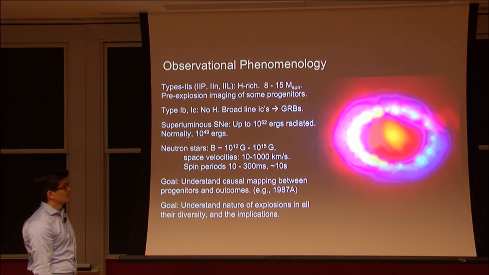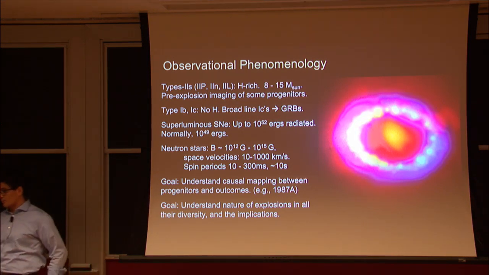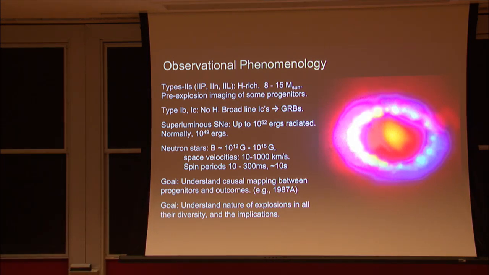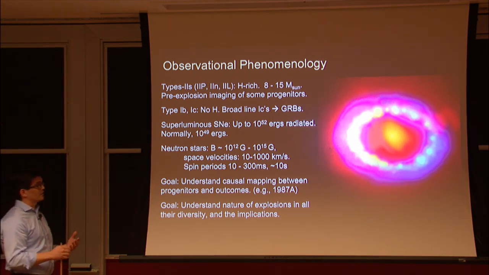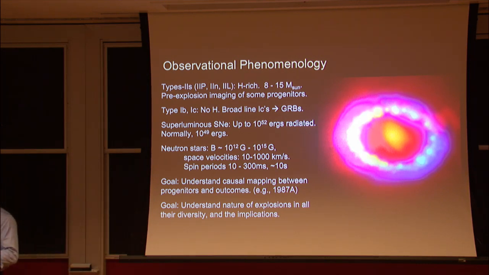The goals, well, there are many goals, but I listed two here. One is to understand the complete causal mapping between progenitors and outcomes, e.g. 87A. You see 87A, you see it explode, and you try to understand. Another one is to understand the nature of explosions and all their diversity and all the amplifications of that statement. So I want to take you through these three pieces I've highlighted. And to do that, I need to tell you a little bit about the supernova story.